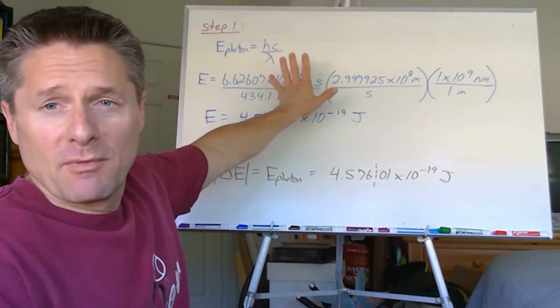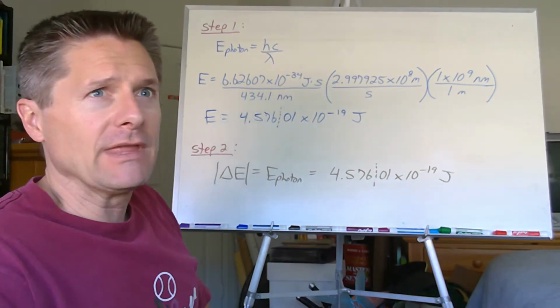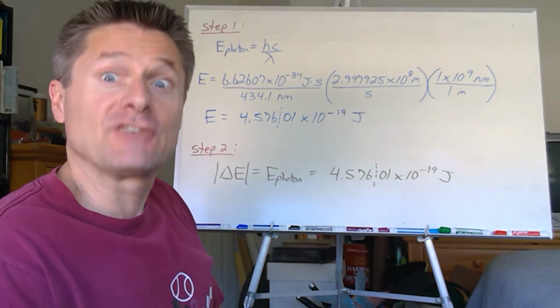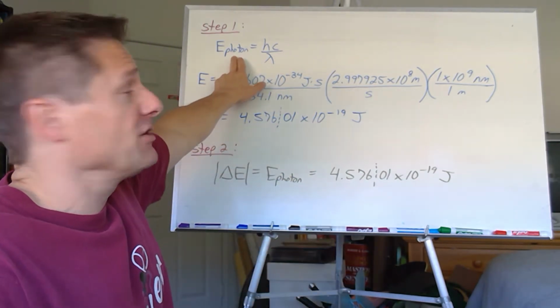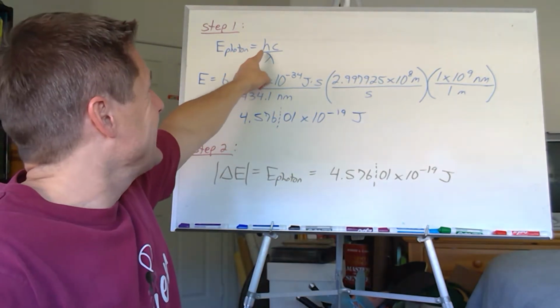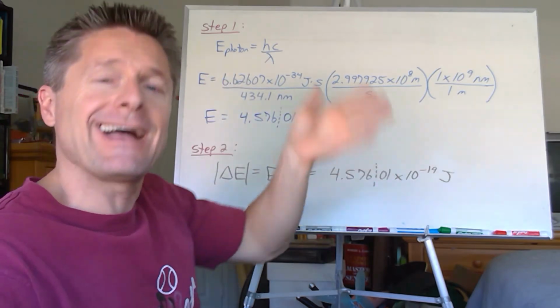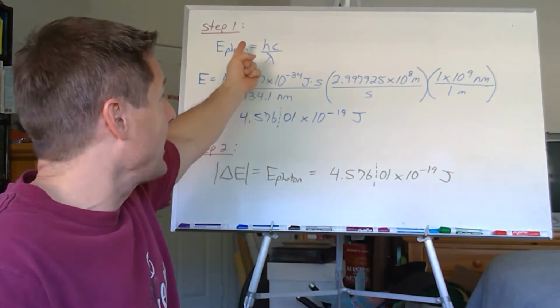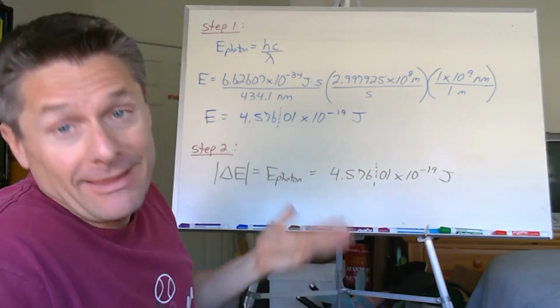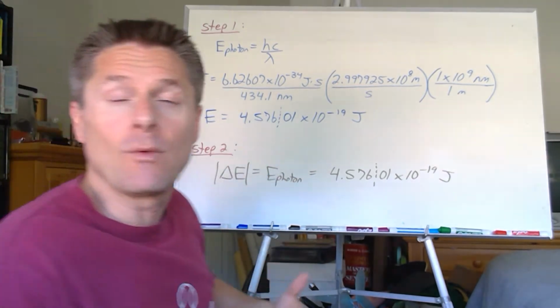Now, we've done step 1 before, right? We did that, I think, in the photoelectric effect video. So here's the energy of the photon using Planck's equation. It's Planck's constant times the frequency, or Planck's constant times the speed of light divided by the wavelength. Either one. I tend to like to work with wavelengths, not frequencies.